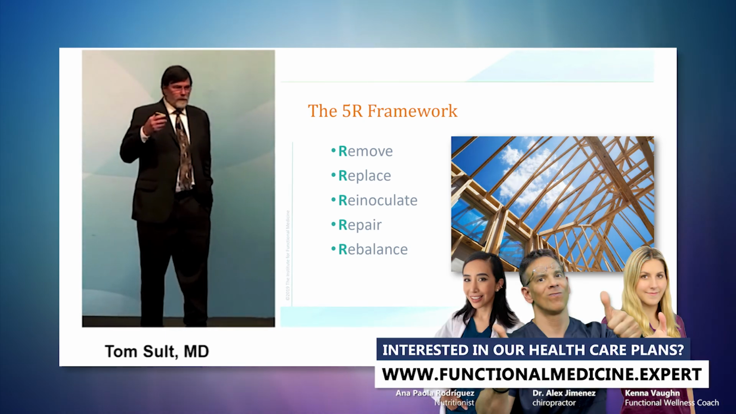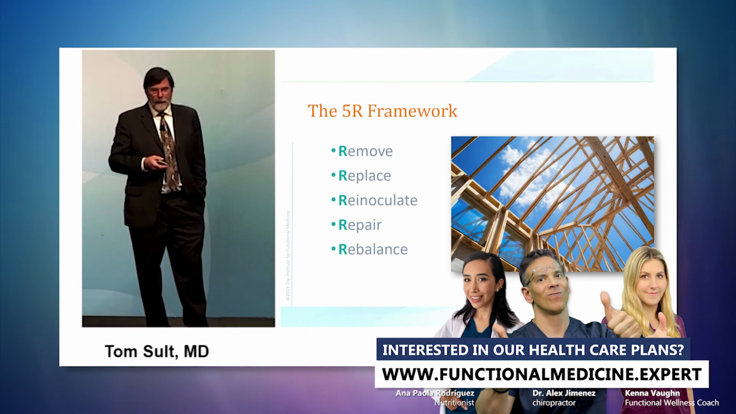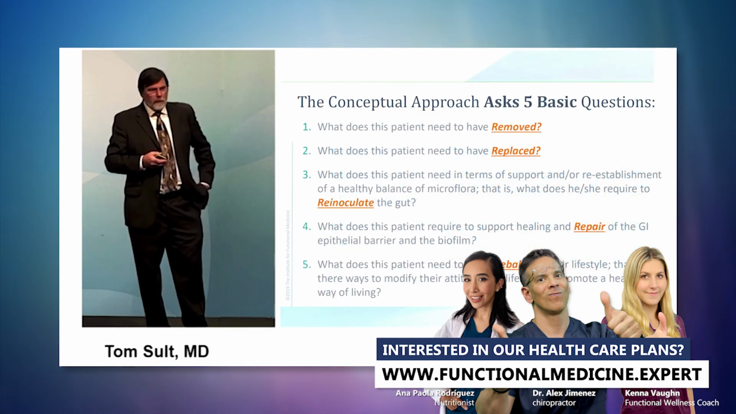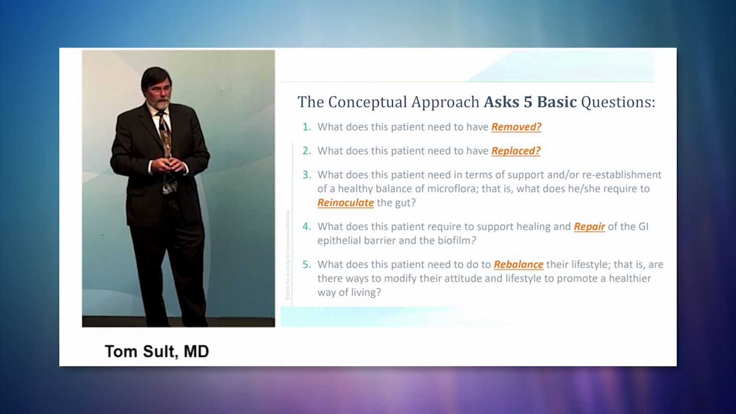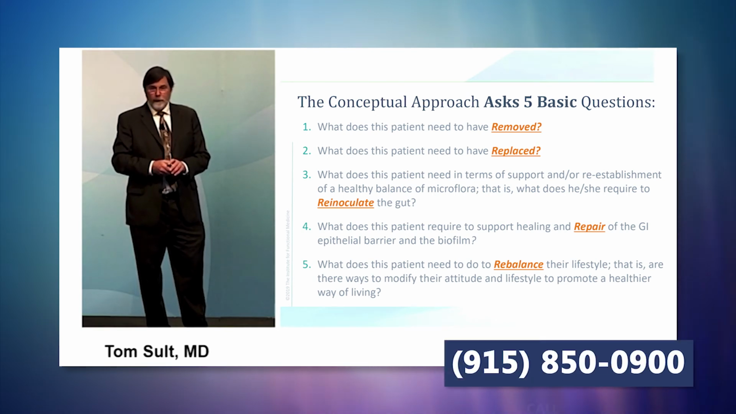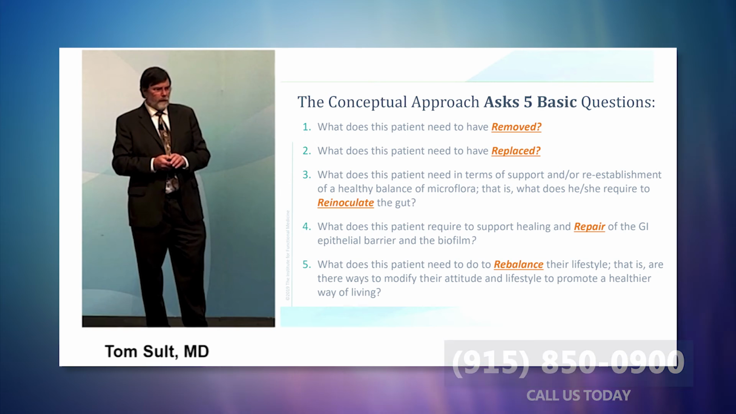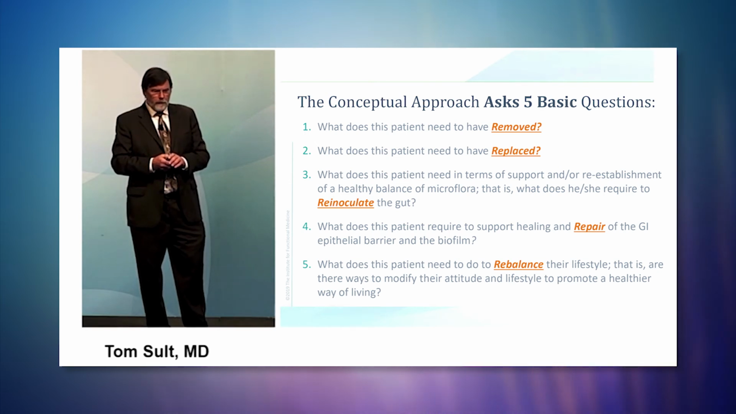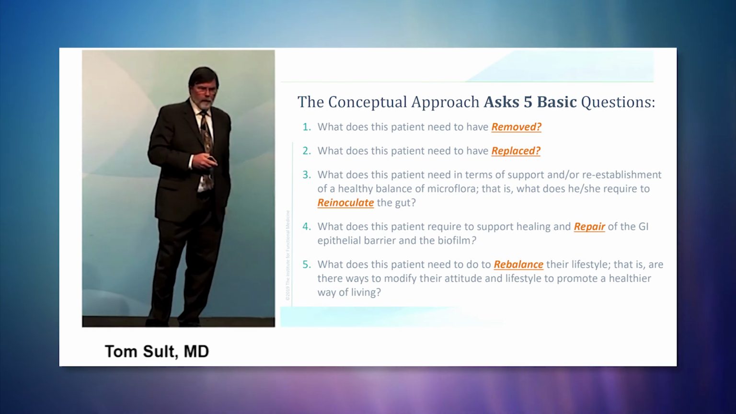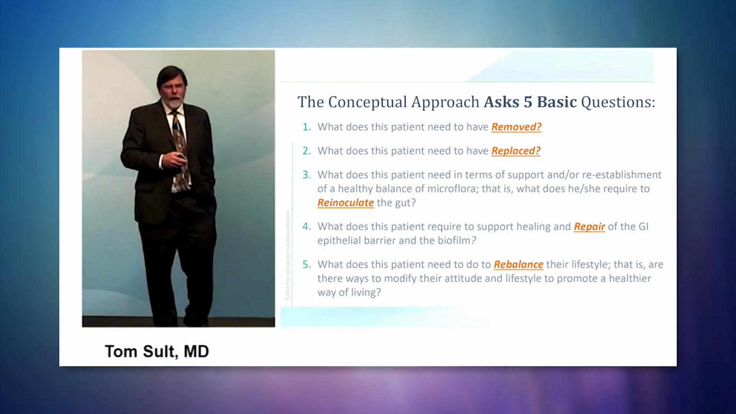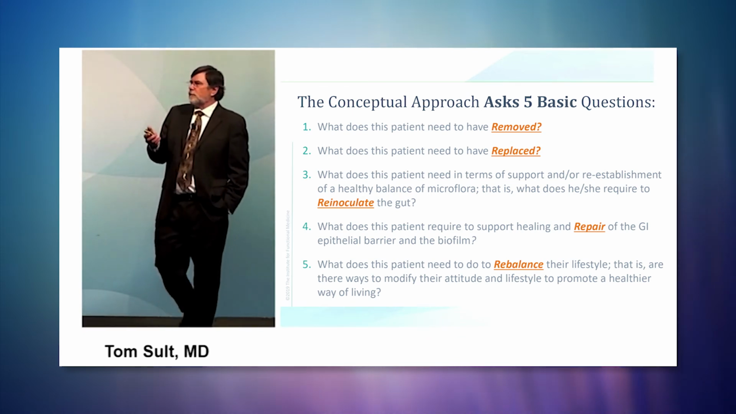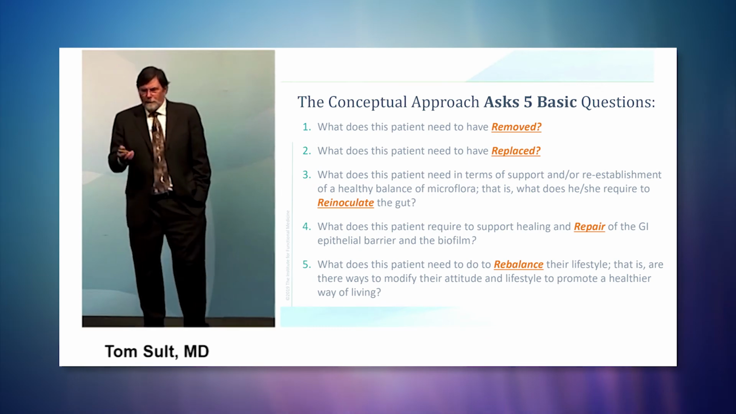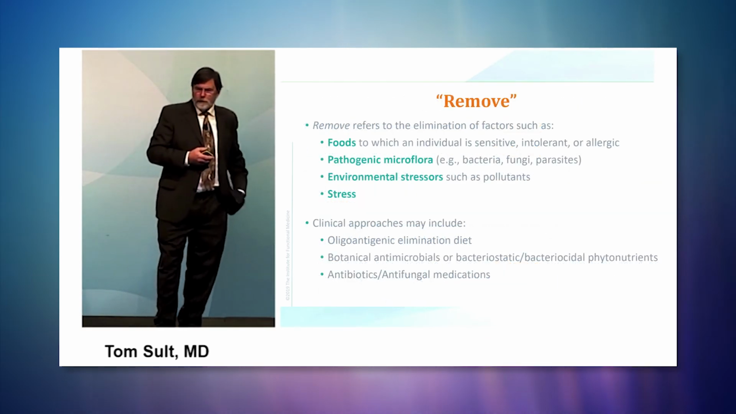Remove, replace, reinoculate, repair, and rebalance. So five basic questions. What do we need to remove? What do we need to replace? And do we need to reinoculate or repair the inoculum? And do we need to repair the gut mucosa and the biofilm? And then how do we help this patient rebalance their life so that they don't just get right back into this condition?